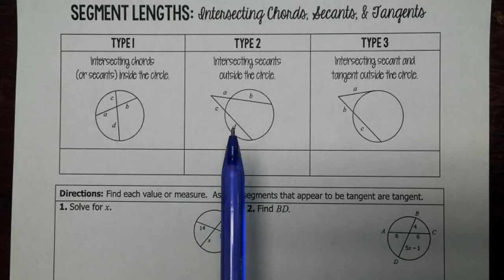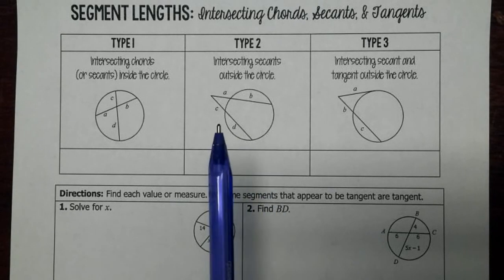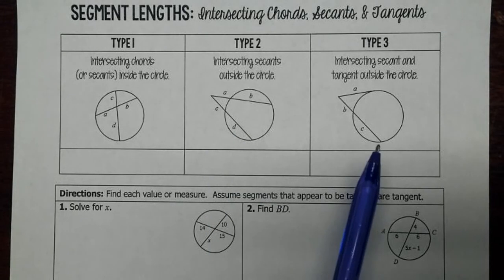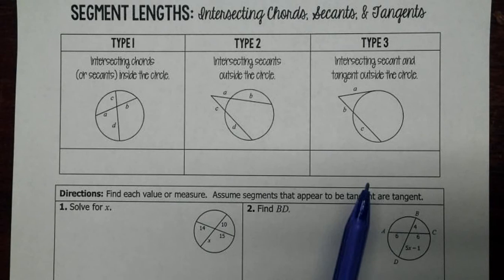In type 2, we have 2 secants coming together to form an intersection on the outside. And in type 3, we have an intersecting secant and tangent on the outside. Okay, so we have 3 different types. We're going to find the segment lengths in these problems.